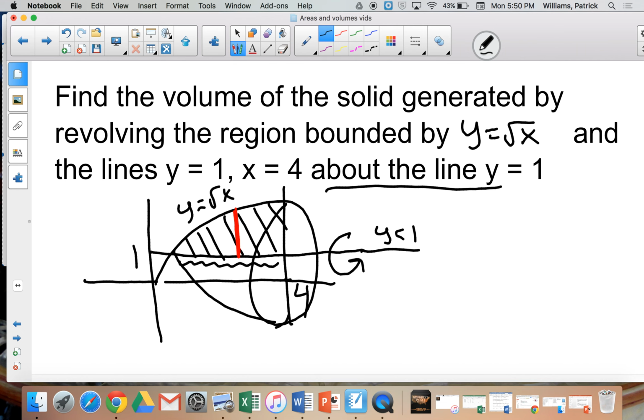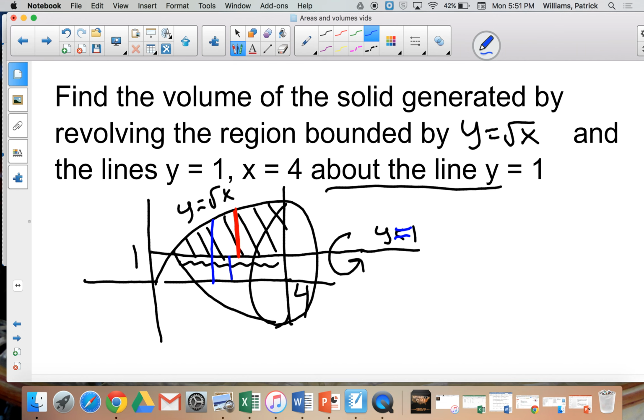So if we want to find that distance, well, if we take square root of x, which I'll draw in blue, square root of x will be the blue line. But we don't want the blue line, we want the red line. So what do we have to subtract from it? We have to subtract from it 1, and that's y equals 1, not y less than 1.